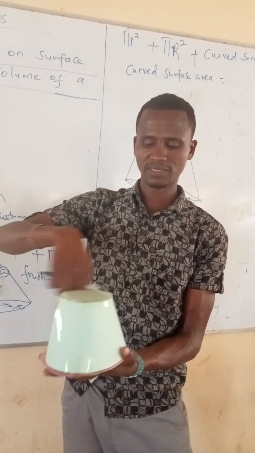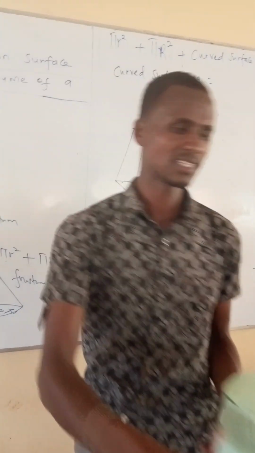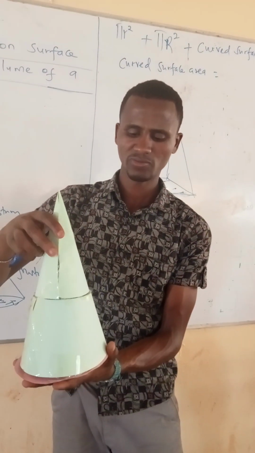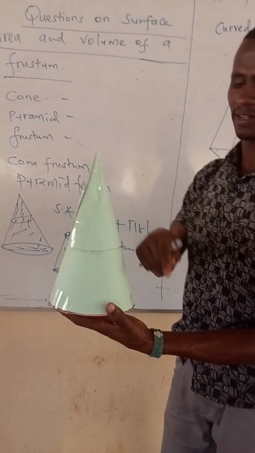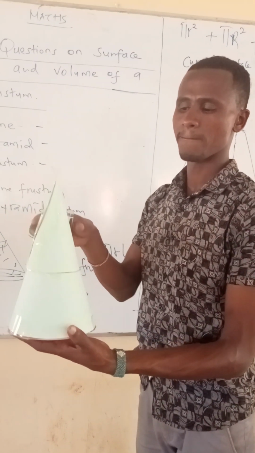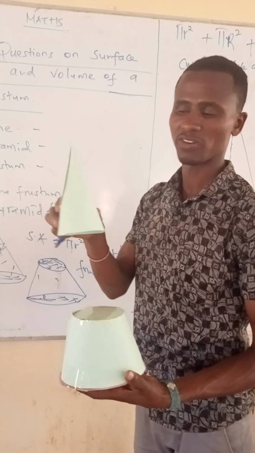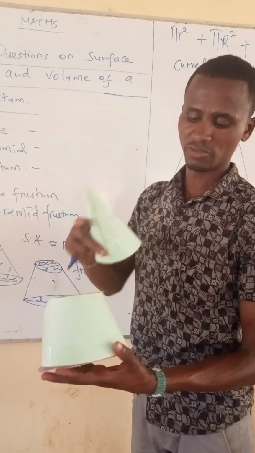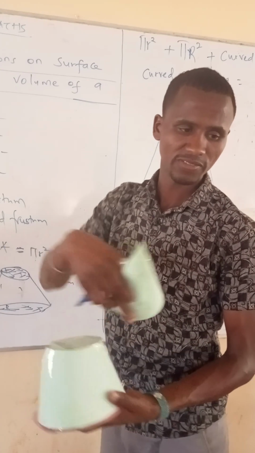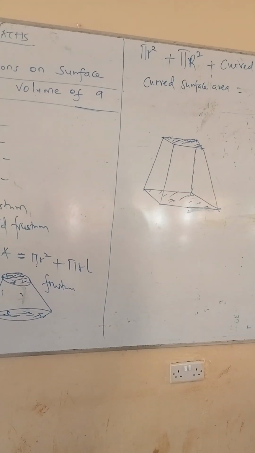So to get the curved surface area, if this was your complete cone, it means that you look for the curved surface area of the original cone minus the curved surface area of the removed cone, so that if you subtract, you are left with the curved surface area of the frustum. So that is how we do it.